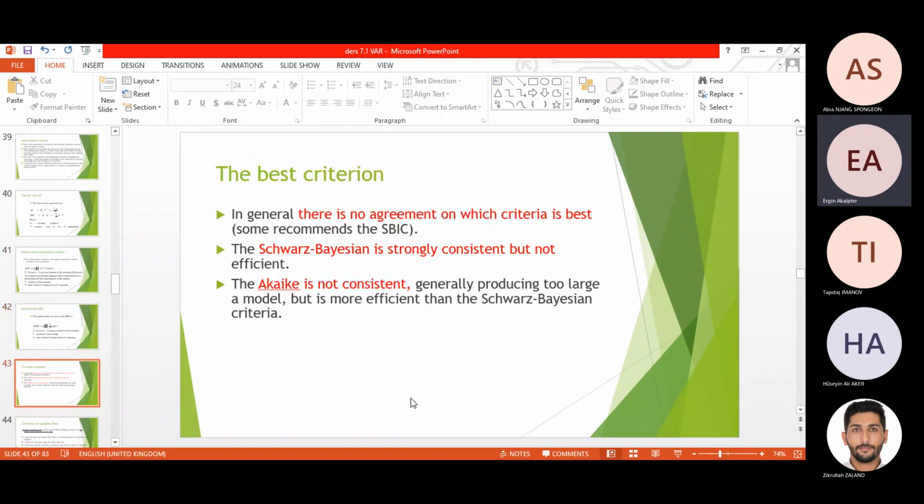I have already explained. There is no agreement on which criterion is best, but as I mentioned, Akaike is usually preferred, and Schwarz-Bayesian is also used. The Schwarz-Bayesian is strongly consistent but not efficient, as it is written here, and the Akaike is not consistent and generally produces too large models but is more efficient than the Schwarz-Bayesian. As I mentioned to you, I myself always use Akaike for determining the lag structure, let's say which lag will be used.